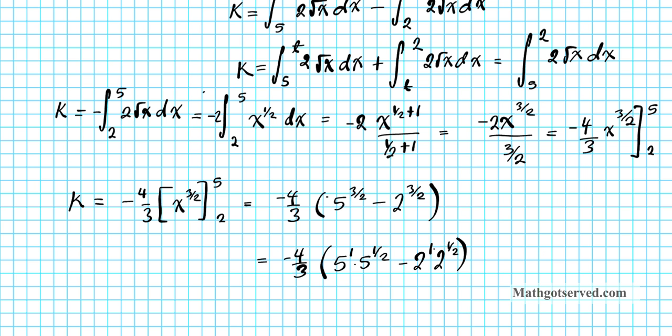So finally, we can write this as negative 4 thirds times 5 root 5 minus 2 root 2, okay? So there goes your final result.